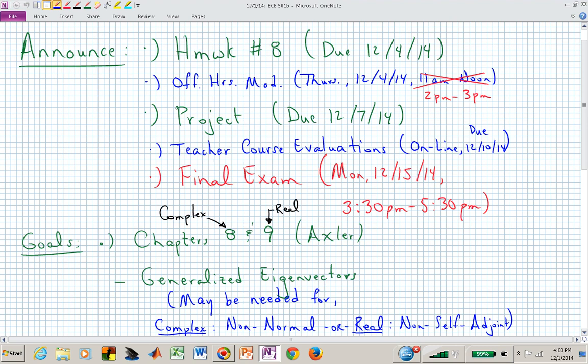Homework number 8, which will be your last homework, is due Thursday. It's not your last assignment. Your last assignment is the project, which is due Sunday, and that's Sunday evening. Office hours this week on Thursday, I have been rebooked for my 11 o'clock, so I will be available at 2 o'clock on this Thursday.